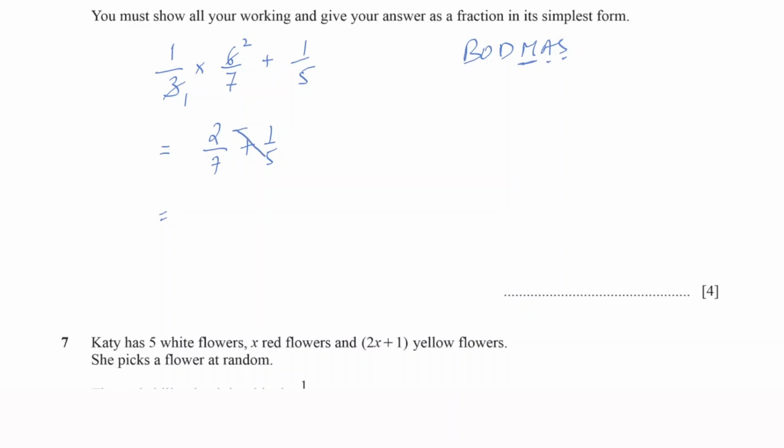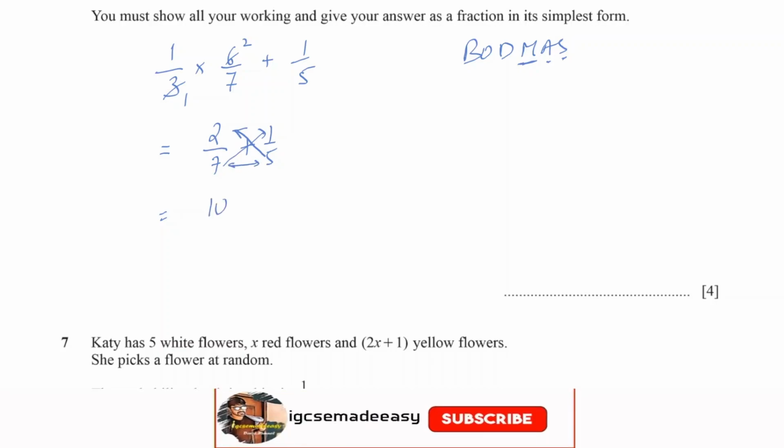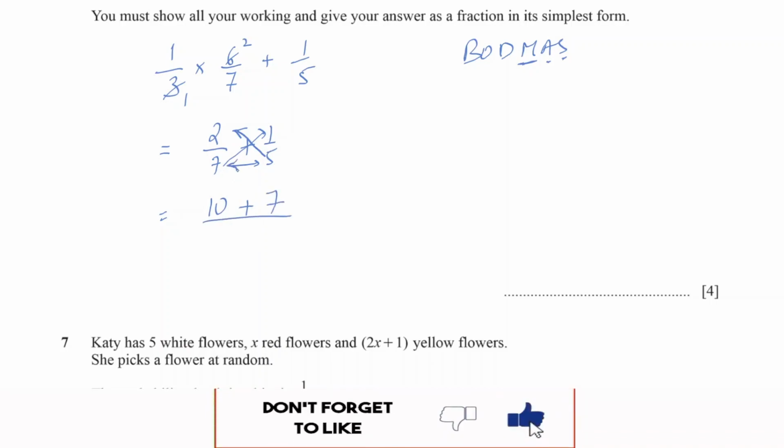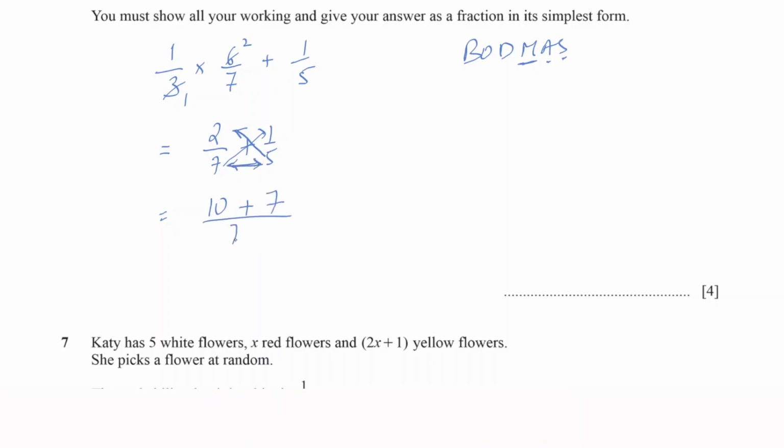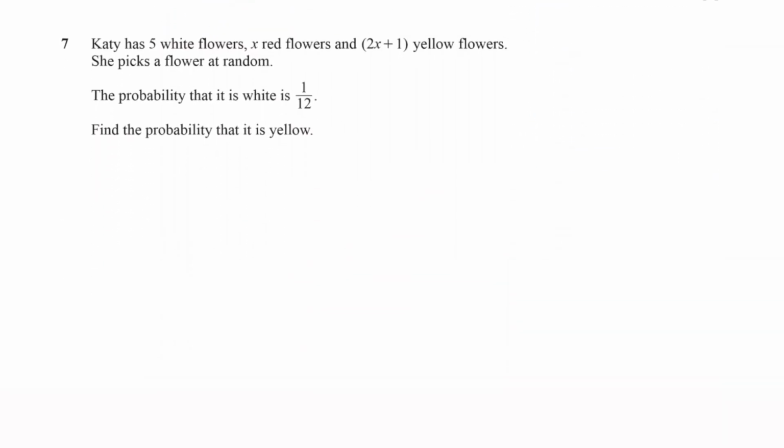If I do cross multiplication, this I have to multiply with this, and this and this I have to multiply, right? So 5 times 2 gives you 10, and 7 times 1 is 7, and the bottom denominators, if I multiply 7 by 5, that is 35. So the answer is 17 by 35. Okay, this will be the final answer.